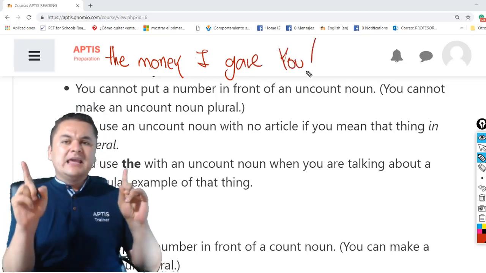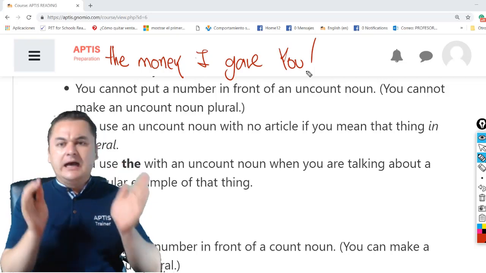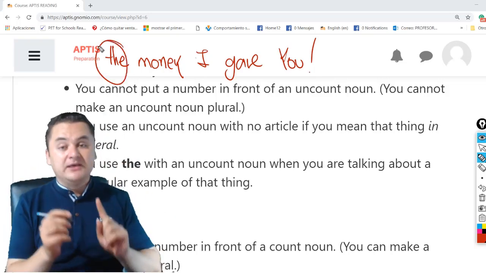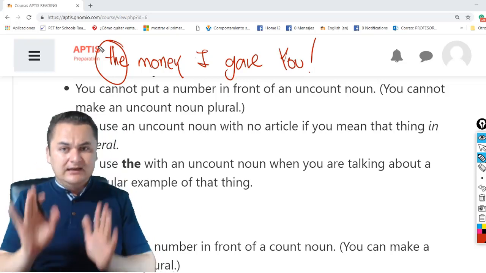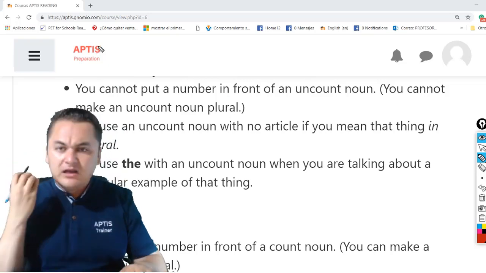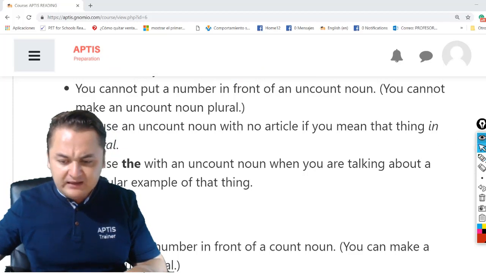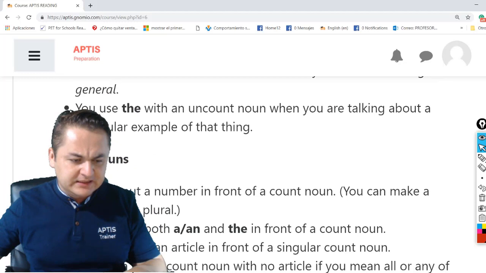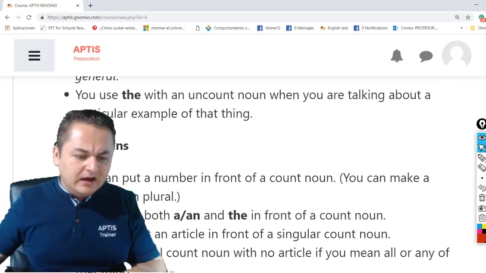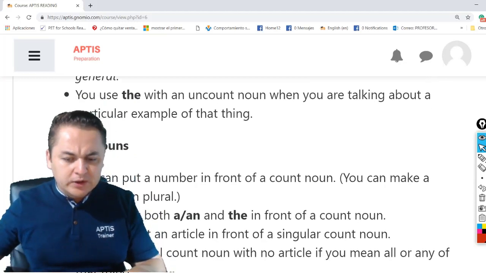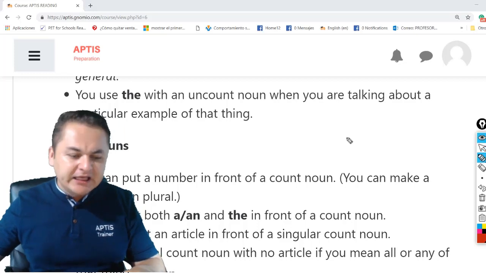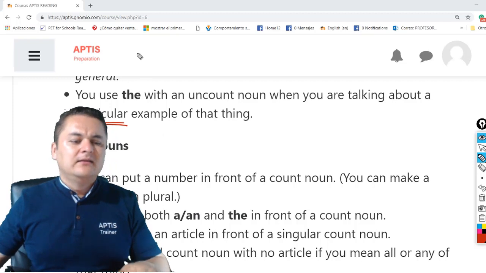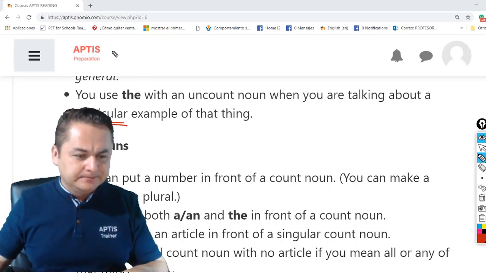The money I gave you was to buy bread, for example. So in this case, I want to say "the money" because it is particular. It is the opposite of the general concept that I was trying to convey here. So let's see. It says, you use the with an uncount noun when you are talking about a particular example of that thing.